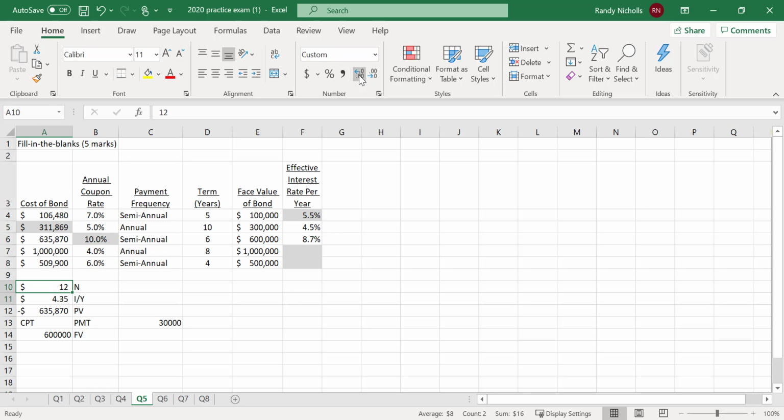Okay, let's go back. The next two are a little more straightforward. You don't have to do as many calculations. I'm just calculating an effective interest rate. So clear my calculator. I got an 8-year bond that's annual, so 8 is N. IY, my effective interest rate I'm computing. PV is $1 million.